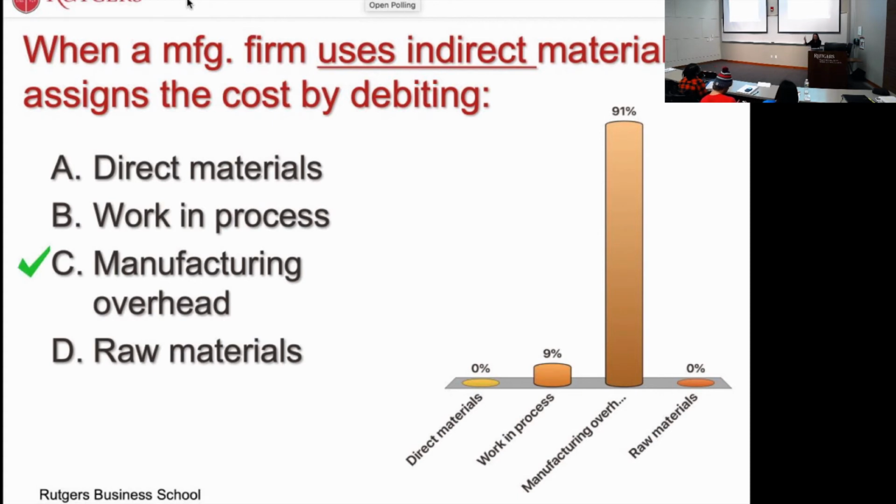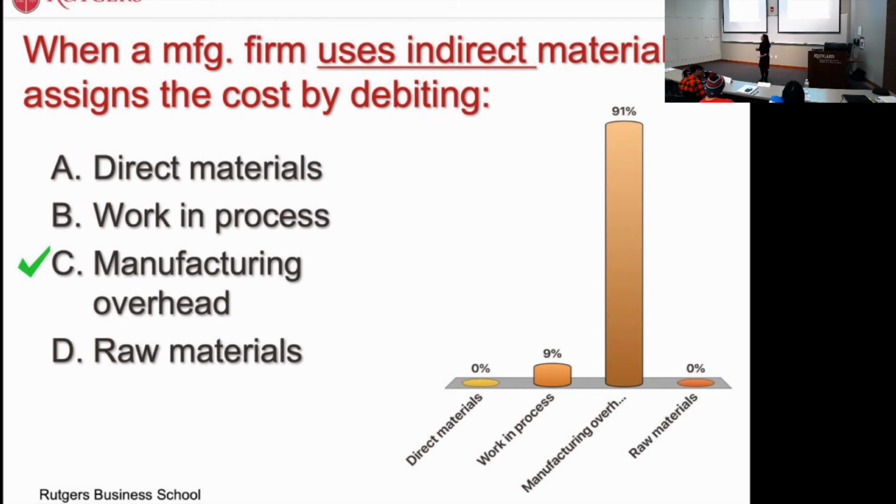Right, so if we use the indirect materials, they will first become overhead cost, right? So we debit the overhead. That's good. So that's the use of the materials, and then we differentiate how we journalize when it's direct material and when it's indirect material.